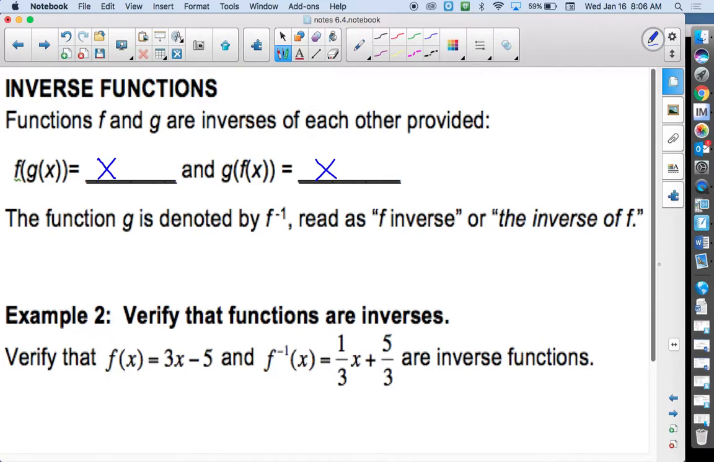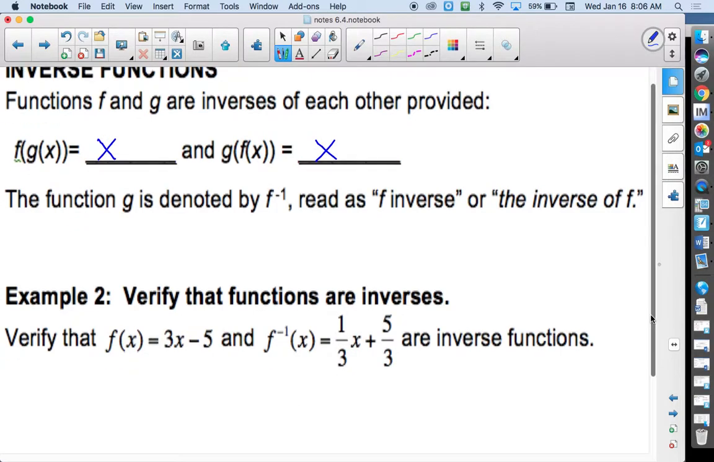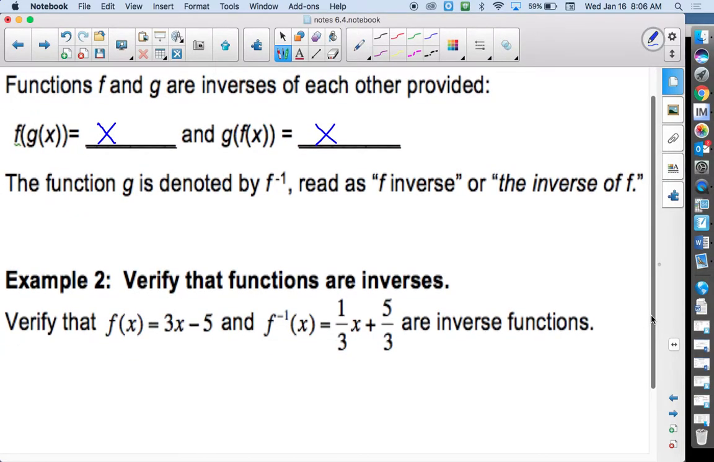It says the function g is denoted by the f -1 and read as f inverse or the inverse of f. So once you know that they're inverses, we use that inverse notation. We have f of x versus the f -1 of x. So the example down below is a little different than the one we just did above because we're given two functions and it wants us to verify.